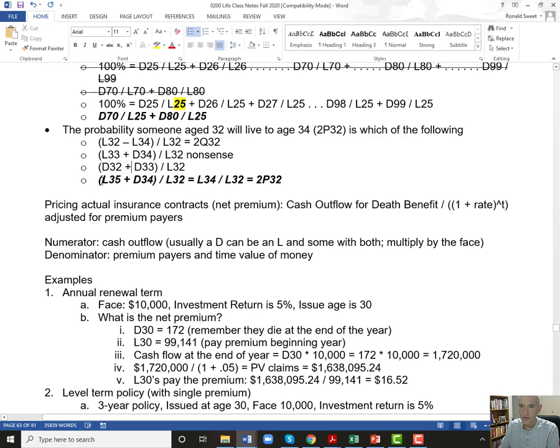So let's look at this one. L35 plus L34. What is that? That's L33. So you take the people alive at the first year plus the previous year deaths, and that will give you the L of the previous year. So this is the same thing as L34 over L32, and that's the same thing as 2p32. All right, so there's our formulas.